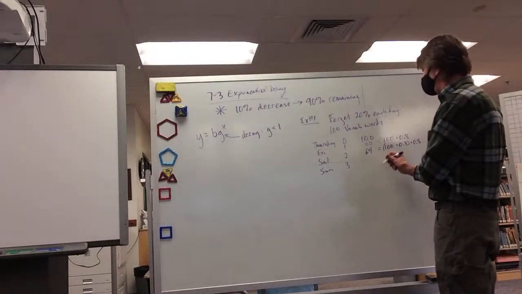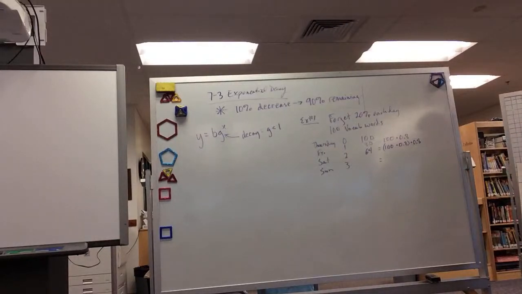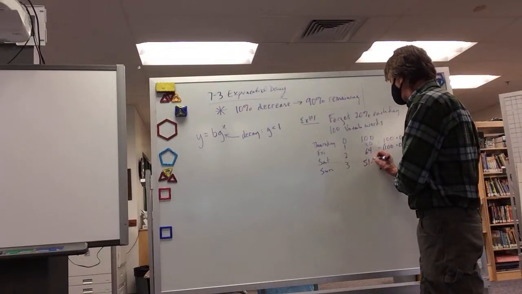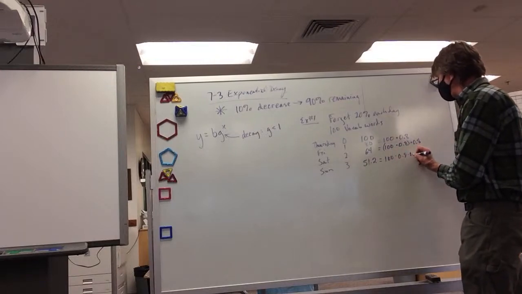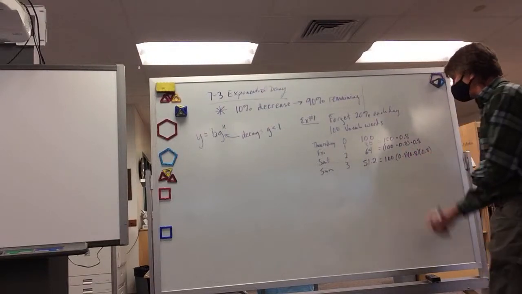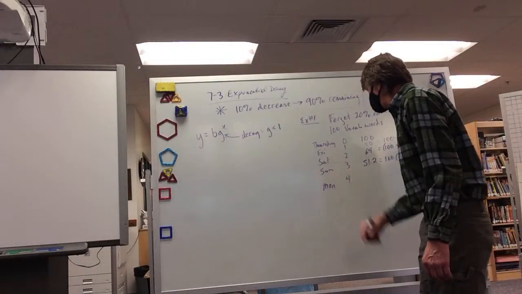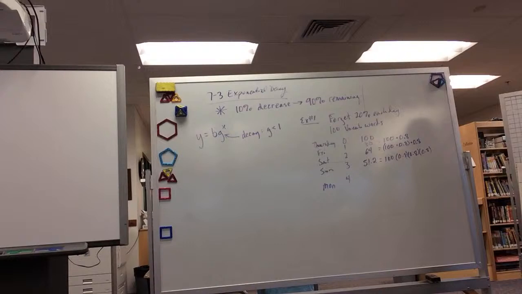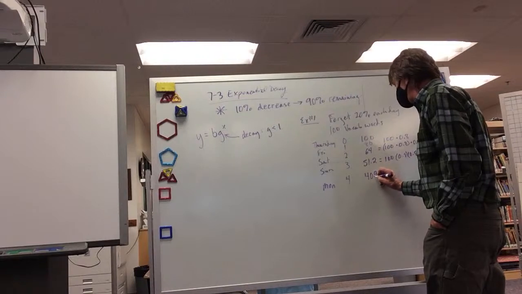So then by Sunday, how many are they going to likely remember? 51.2 words, or 52. So that comes from 100 times 0.8 times 0.8. Better put those in parentheses, that'll be easier. Times 0.8 again. So by Monday, how many words? 4 days later. 40.96. So they remember 40 words.